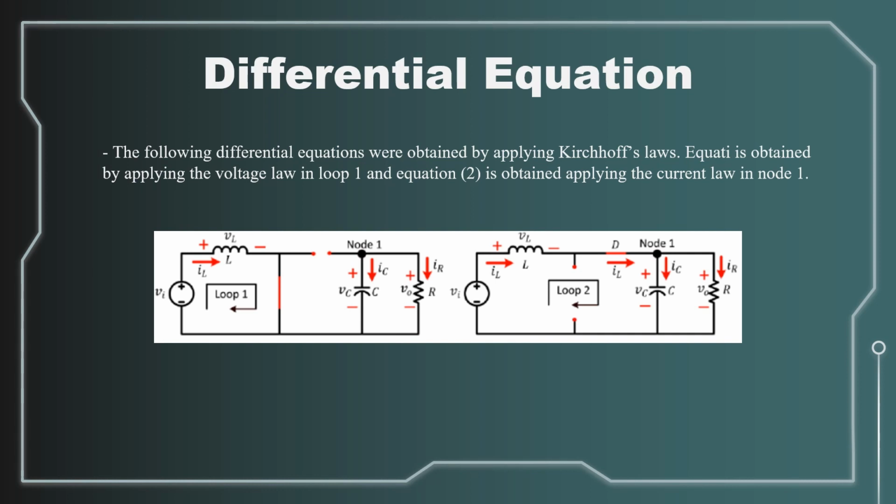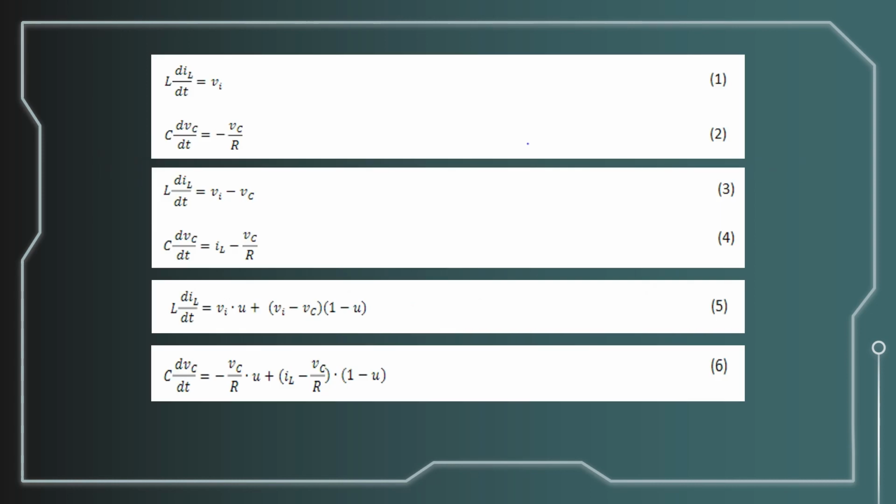For the differential equations, the following differential equations were obtained by applying Kirchhoff's law. Equation 1 is obtained by applying the voltage law in loop 1, and equation 2 is obtained by applying the current law in node 1. So here is the circuit diagram. The following differential equations were obtained by applying Kirchhoff's law in figure 1.